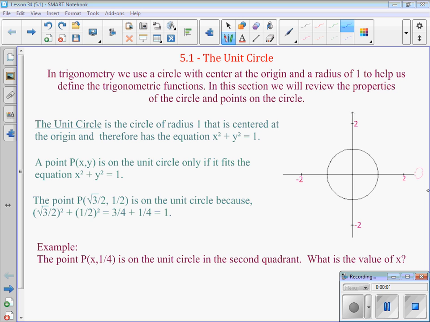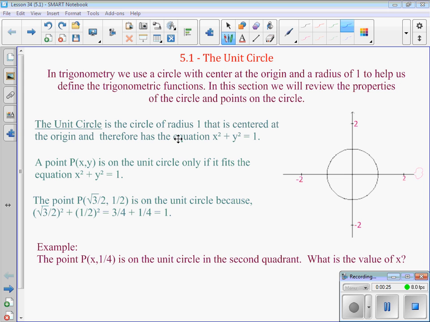So 5.1 is about the unit circle. The unit circle is kind of the basis for the stuff from here on out, okay? So we're doing a lot of trig stuff this second semester, or the second term, I should say. So in trig, we use a circle with center at the origin and radius of 1 to help us define the trig functions. In this section, we're going to review the properties of the circle and points on the circle.